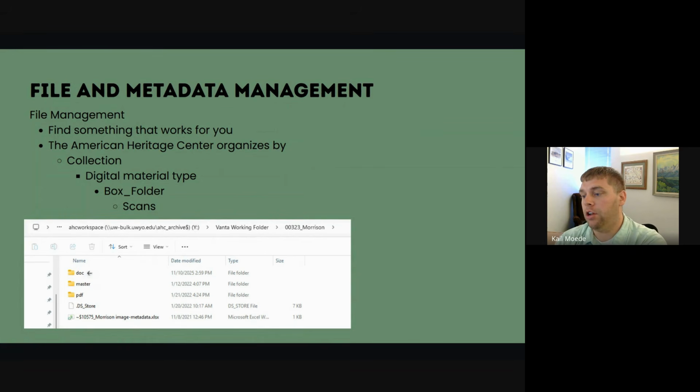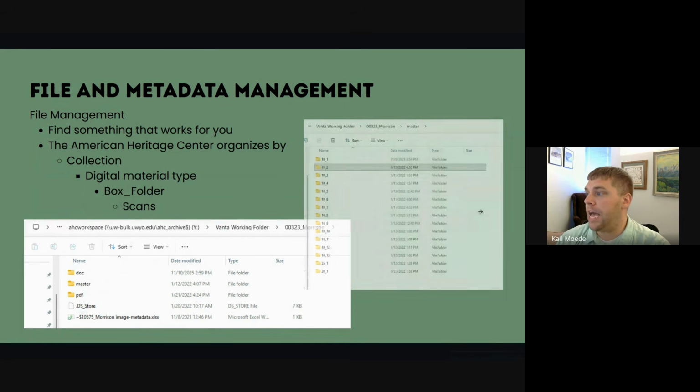This doc folder, I'll show you in a second, is where we store things like Excel sheets that have the metadata in them. This master folder is where all of the scans live, all of the TIFFs or JPEGs for that collection, and those are all organized at the box and folder level. And then we have this PDF folder, where, once we're at that point, we create a PDF that contains all of the scans from a folder, and then we'll use that.